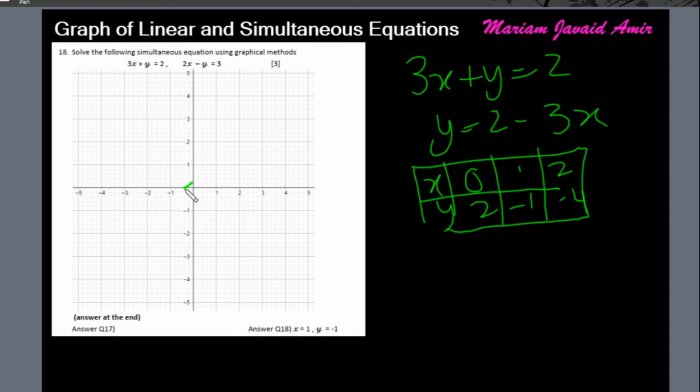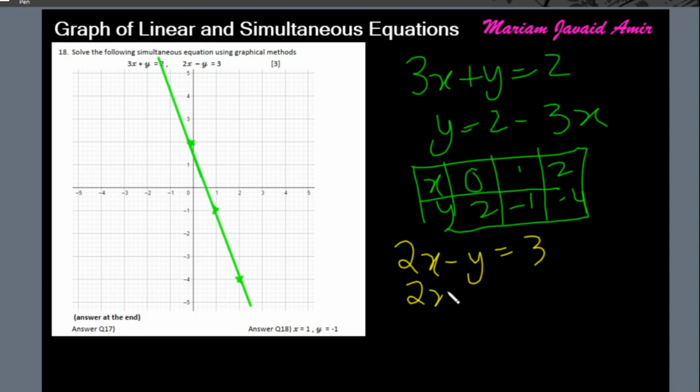So let me draw this. 0 comma 2 is the first point, 1 comma minus 1 is the second point, and 2 comma minus 4 is the third point. So a straight line through these 3 points. So roughly something like this, and also it should extend completely through the graph. Alright, so the next one is 2x minus y equals 3, which means 2x minus 3 equals y.